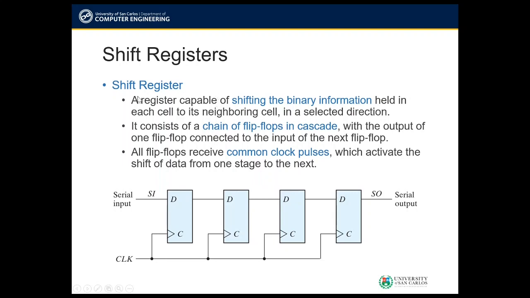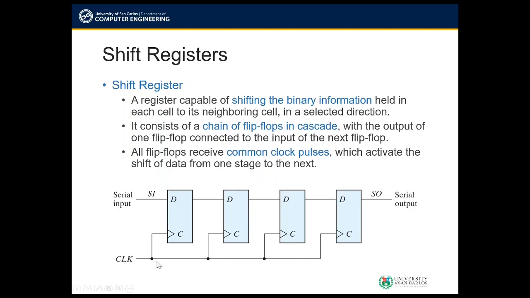So a shift register is a register capable of shifting the binary information held in each cell to its neighboring cell in a selected direction. It consists of a chain of flip-flops in cascade, with the output of one flip-flop connected to the input of the next flip-flop. All flip-flops receive common clock pulses, which activate the shift of data from one stage to the next, or from one flip-flop to the next.